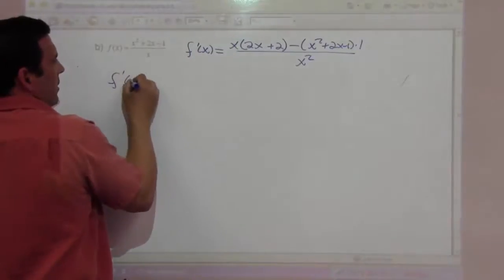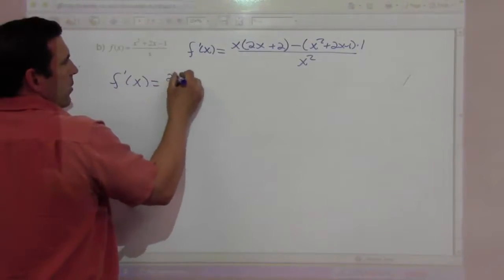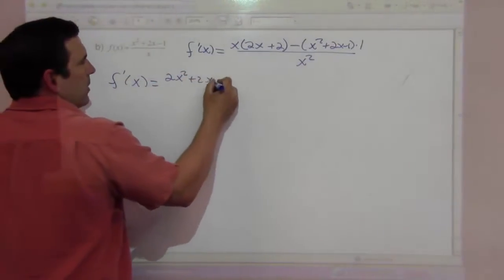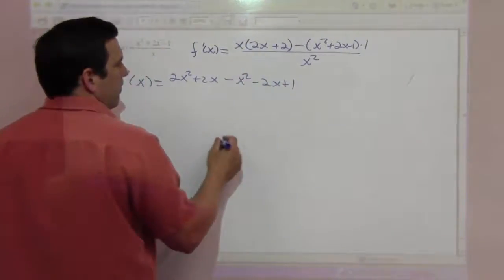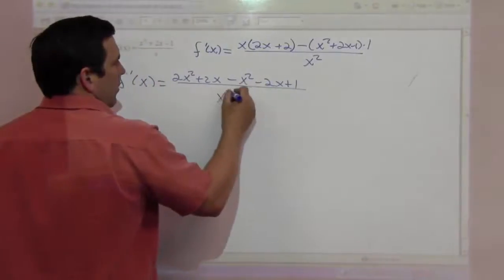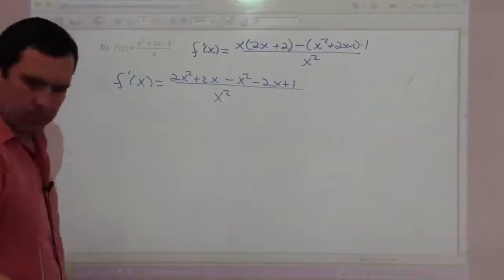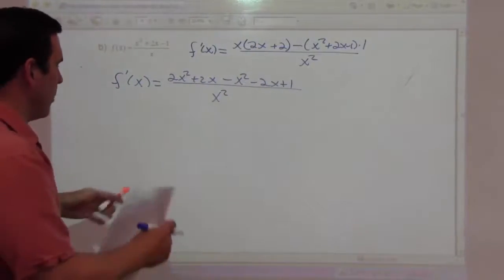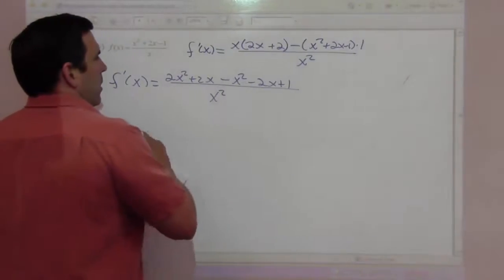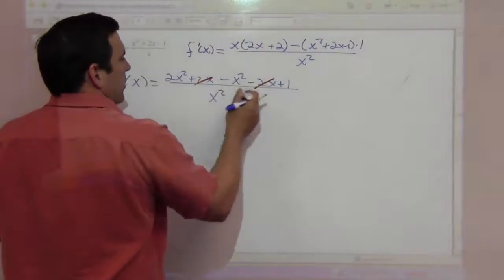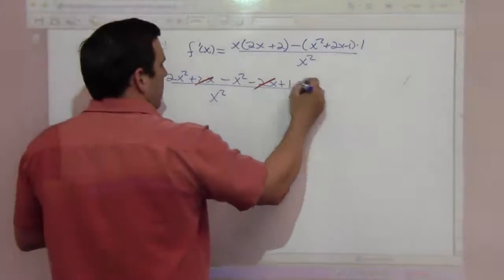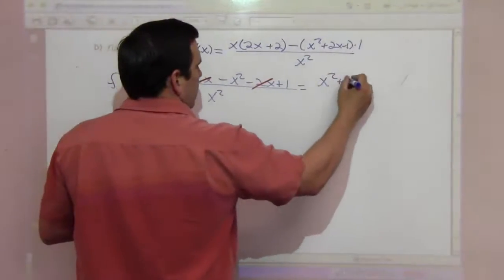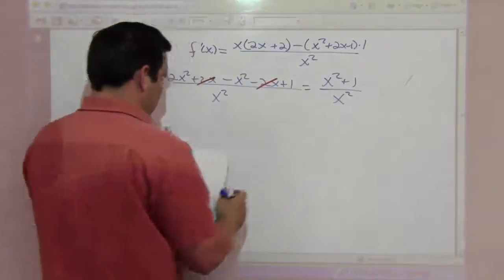So our first derivative, let's just clean it up a little bit. This is 2x squared plus 2x minus x squared minus 2x plus 1, all over x squared. So we have plus 2x and a minus 2x. So 2x squared minus x squared is going to be x squared plus 1 over x squared.